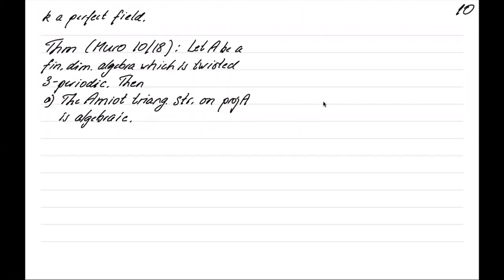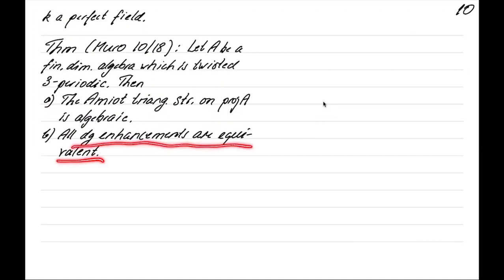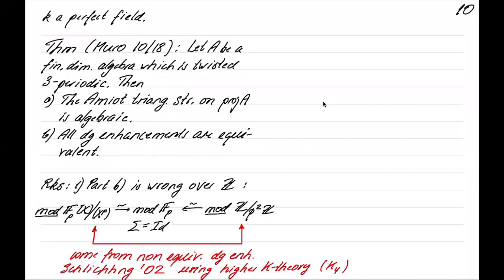And then the second part is also very surprising. It says that all DG enhancements which we have for this algebraic triangulated structure are equivalent. That is also surprising for several reasons. First of all, we know that definitely it is wrong if we don't work over a field. Here we have worked over a perfect field, and it's definitely wrong if we work instead over Z, for example. And here is a famous counterexample due to Marco Schlichting.